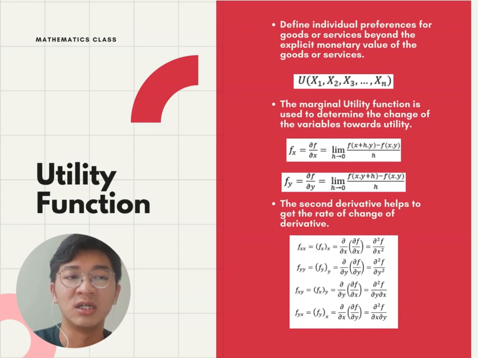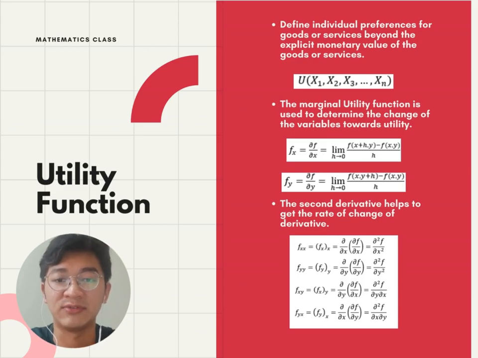but ignoring the other variable inside and treating it as a constant. And besides this, in the partial derivative, the second derivative also helps us get the rate of change of this derivative.